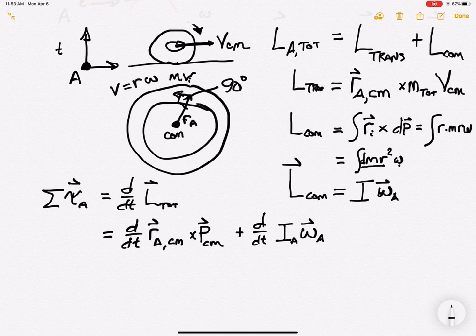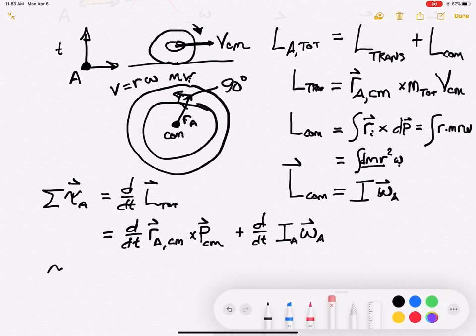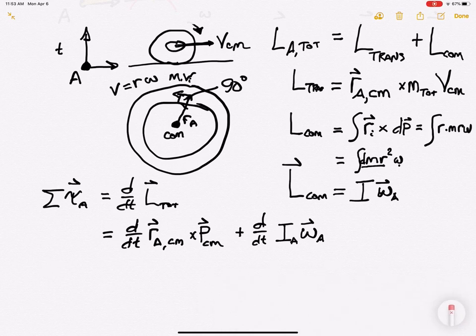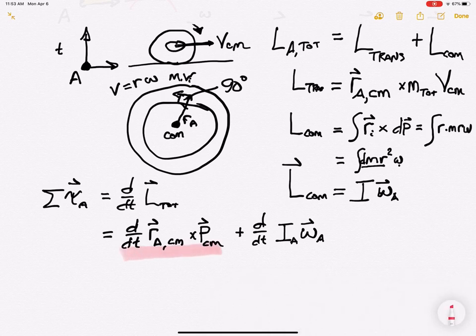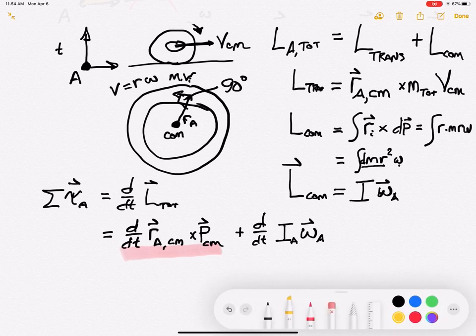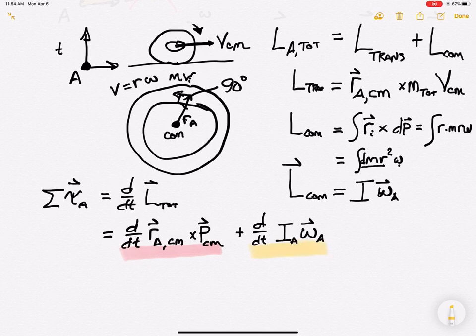So that's it. That's the story of angular momentum. That if I apply a torque, I would do two things to a system. If the system's center of mass is changing, then I need to include this term. If the object is spinning on its own axis, I include that term. If it's doing both, I need the entire set.